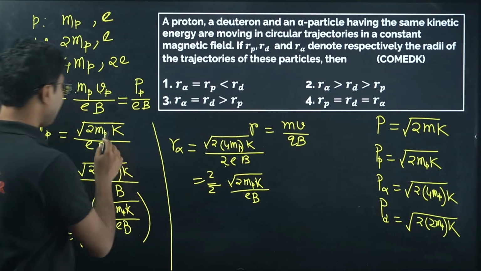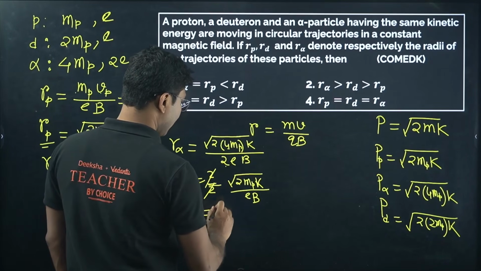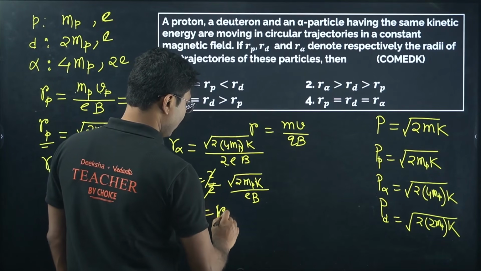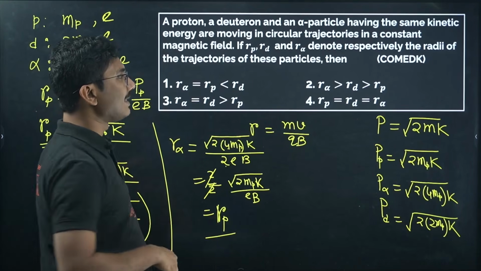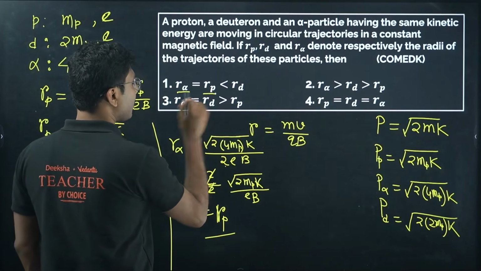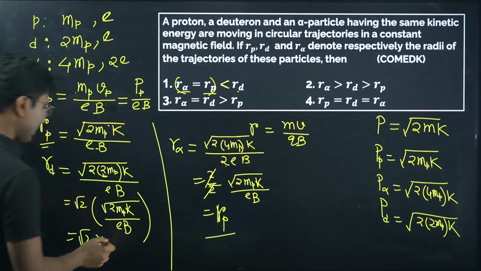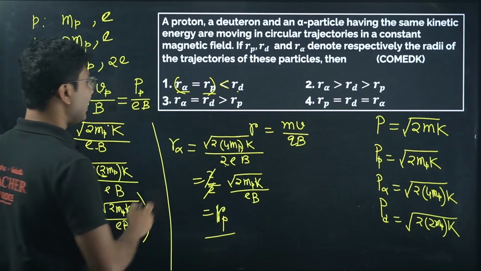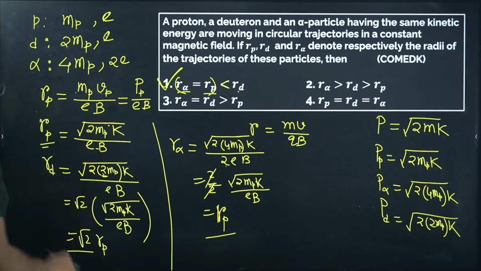Now 2 MPK divided by EB is same as proton. 2 cancels and you get, this is exactly equals to radius of proton. So in this case, radius of alpha particle is exactly equals to that of proton. So radius of alpha and radius of proton are same, but both of them are less than that of deuteron. So correct answer is option 1. Okay, now let's move on.